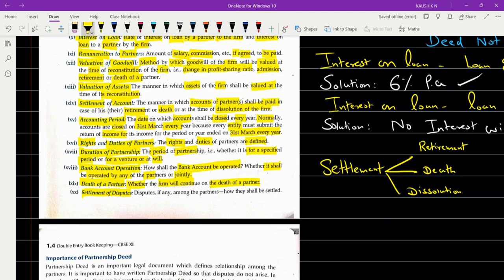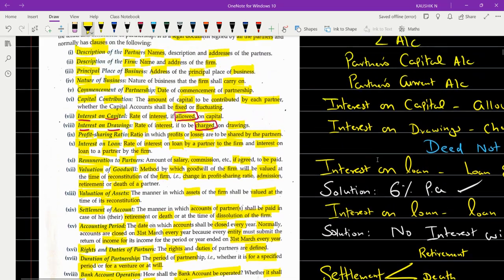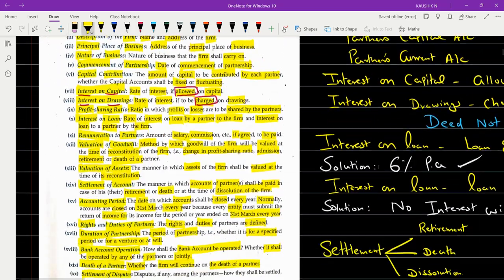If any dispute arises among the partners, how shall it be settled? How has it to be settled? That is very, very important. Is it clear to you?